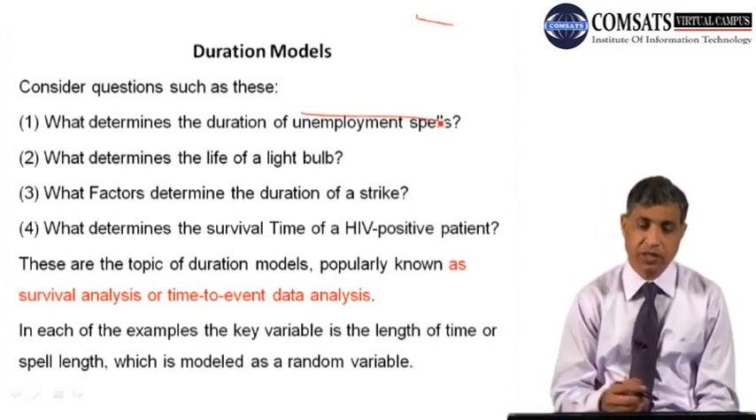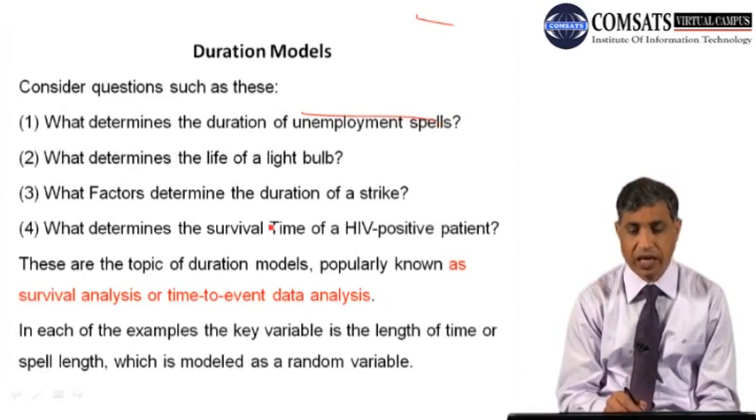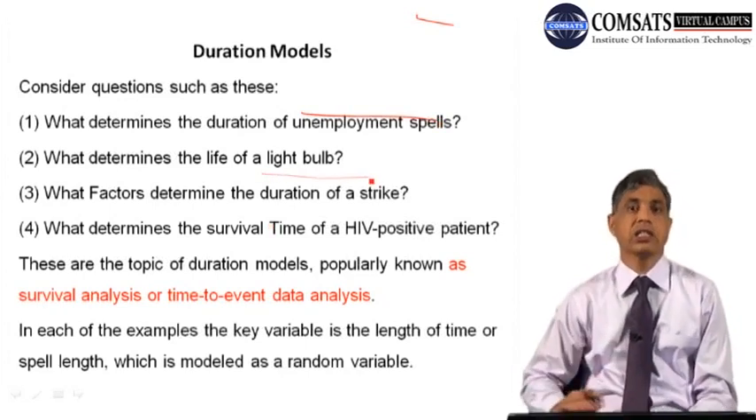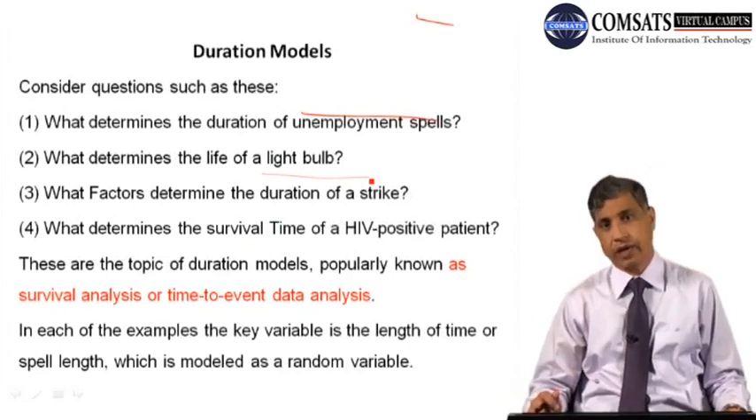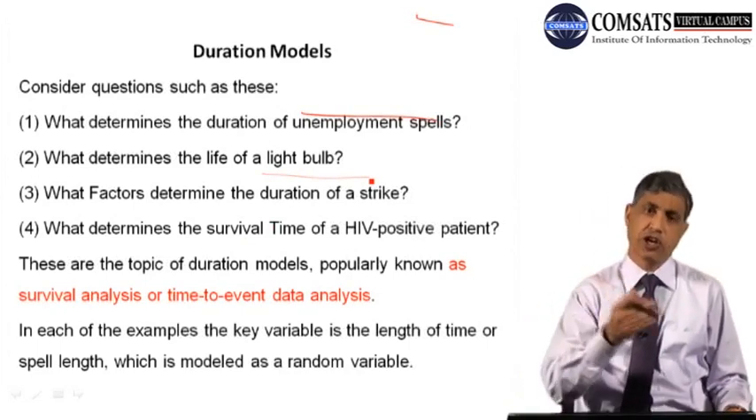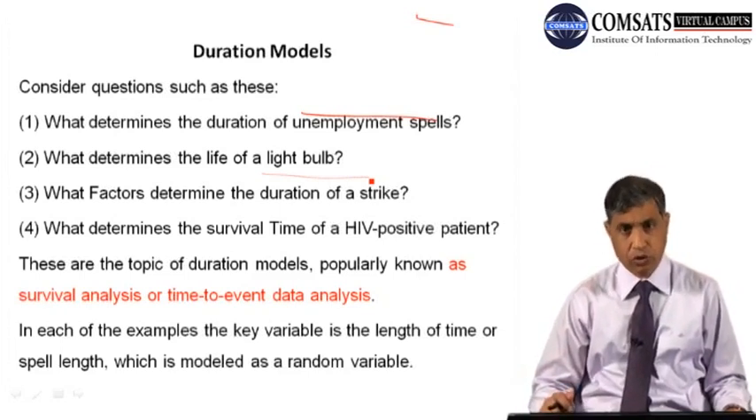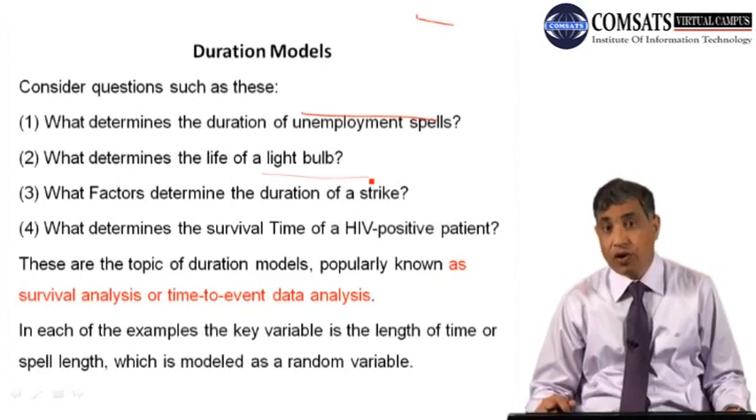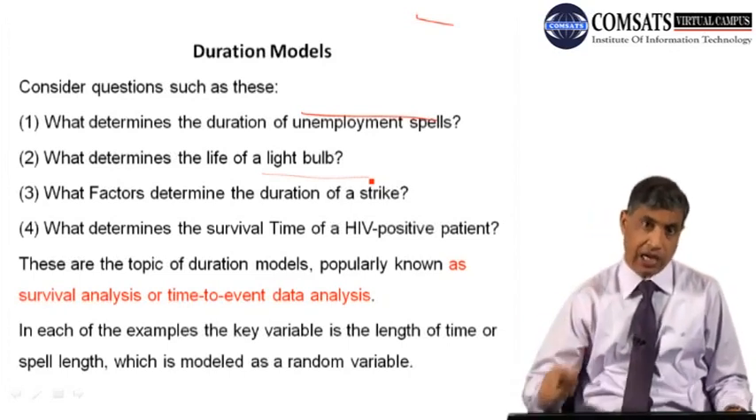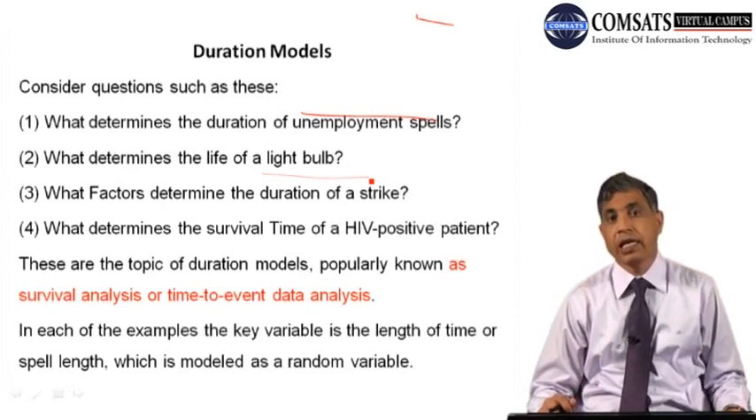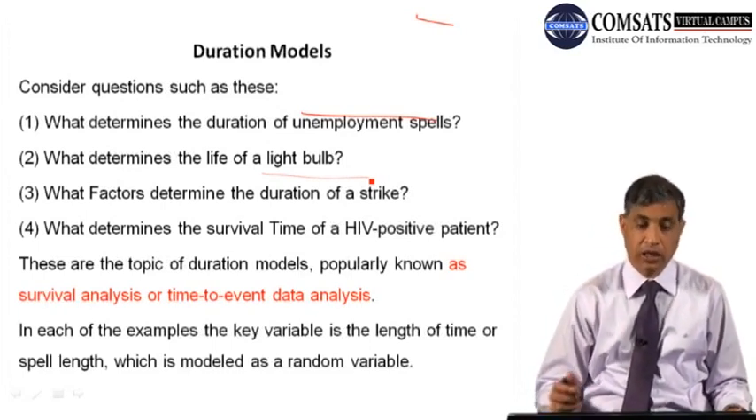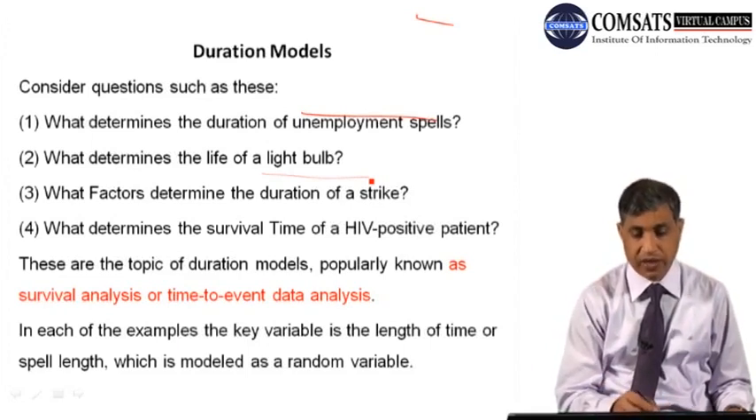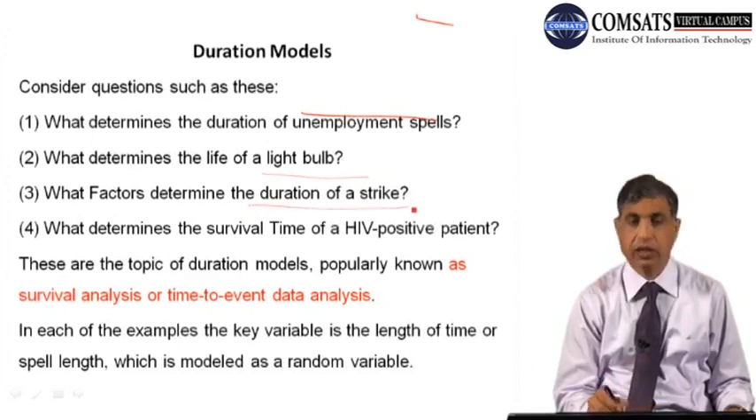The second question may be: what determines the life of a light bulb? When factories manufacture these kinds of things, I have just given the example of a light bulb, but there may be refrigerators, radios, and whatsoever. How long the life of this light bulb will be, the duration models help in solving such phenomena. The other example may be what factors determine the duration of a strike.